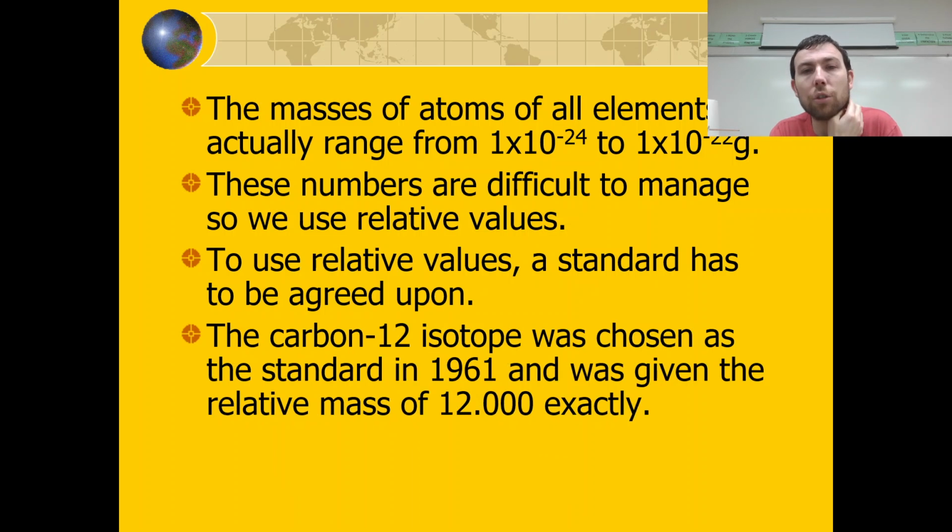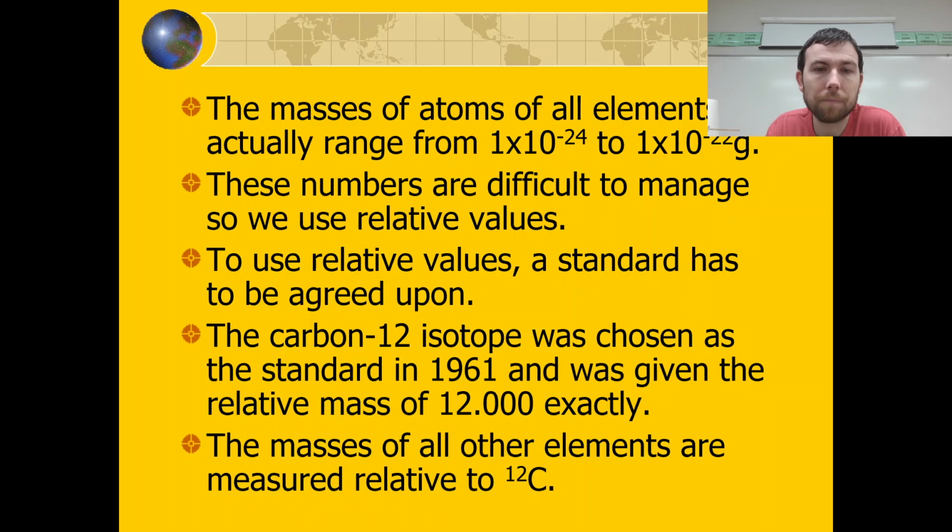And so the standard that they chose was the carbon-12 isotope. This was chosen in 1961. And they said, all right, carbon-12 is going to have a relative mass that we're going to say is exactly 12.000. Okay. And so in doing that, that helps set up the ability to communicate about the masses of every other element on the periodic table. Right? So when you think about it, when you look at your periodic table, everything is being measured with respect to carbon-12, which is kind of interesting when you think about it.